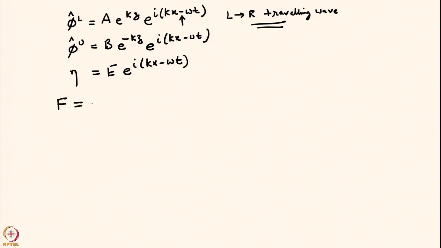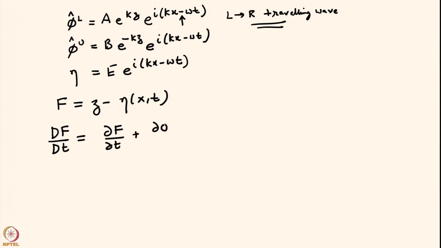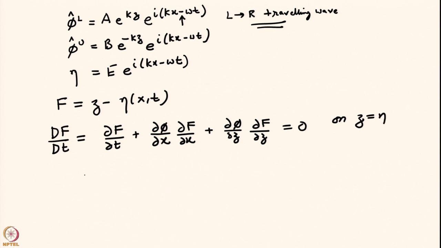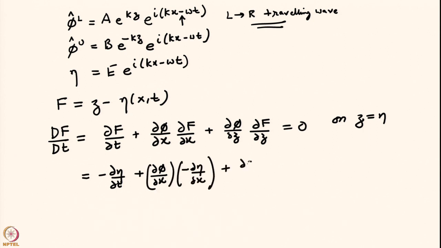So, our kinematic boundary condition, as is usual, is obtained by taking the total derivative of a quantity whose value is constant on the interface, on the perturbed interface as well. So, this is df by dt. We have done this before, and so this leads to del f by del t plus del phi by del x into del f by del x plus del phi by del z into del f by del z equal to 0, and this is true on z equal to eta, on f equal to 0. So, this just gives me minus del eta by del t plus del phi by del x into minus del eta by del x plus del phi by del z into 1 equal to 0 on z equal to eta. We have to be careful here with this term.